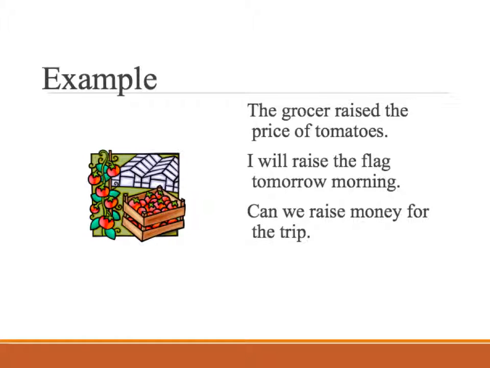So here's an example. The grocer has raised the price of tomatoes. Subject is grocer. Verb is raised. What did he raise? Price. It's got that object. I will raise the flag. What am I going to raise? I'm going to raise a flag. Can we raise money for the trip? What are we going to raise? We're going to raise money. All of those are objects. So we're going to use raise and not rise.